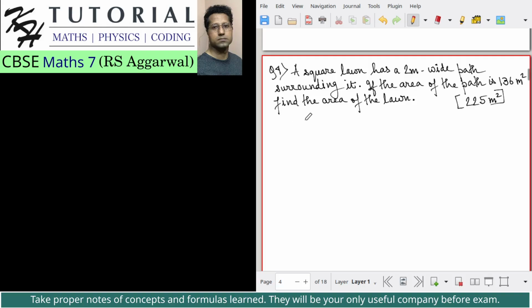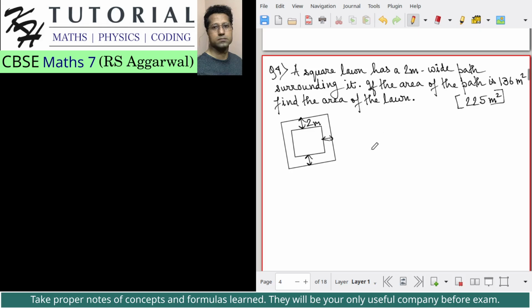So we have the lawn, square lawn. So this is the square lawn, and there is a path 2 meter wide surrounding it. So this is the path. So the width of the path is uniform, and all these widths are 2 meter. The area of the path is 136 meter square.